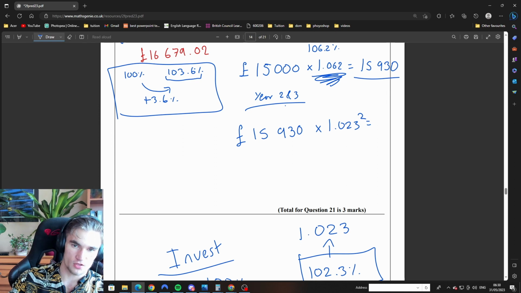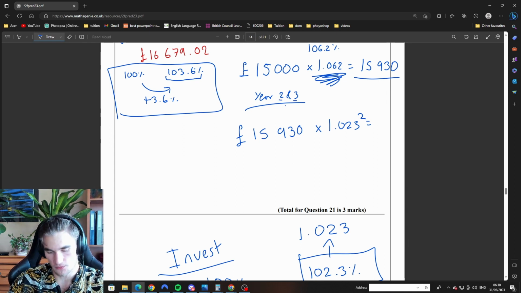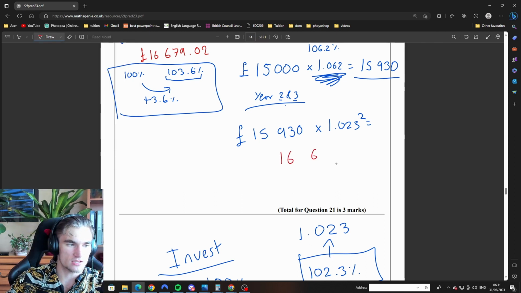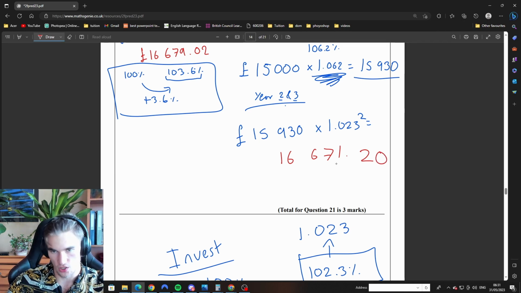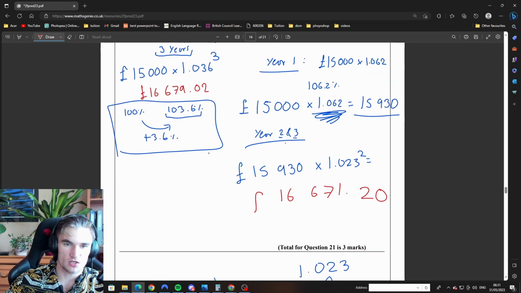Why did I square it? Because I'm doing it for 2 years, year 2 and year 3. So I have 15,930 times by 1.023 to the power of 2. That gives 16,671.2, or 20, because it's currency. So which investment is better? Slightly better.